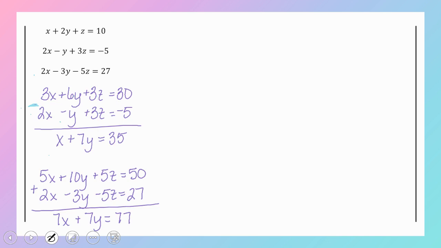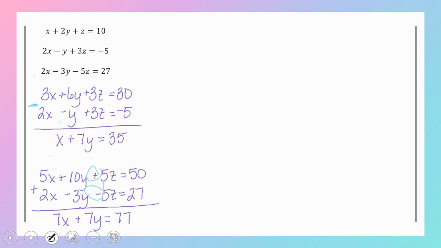And then on the bottom one, I multiplied that top equation by a 5 to get 5z the same, and I'm going to add this time. I'm going to add because my signs are different. Okay, so same signs subtract, different signs add. So I'm going to add 5 plus 2 to get 7x, 10 plus negative 3 to get 7y, and 50 plus 27 to get 77.